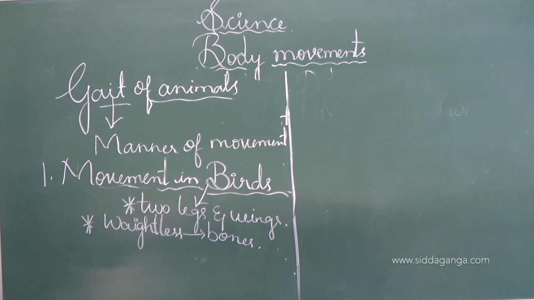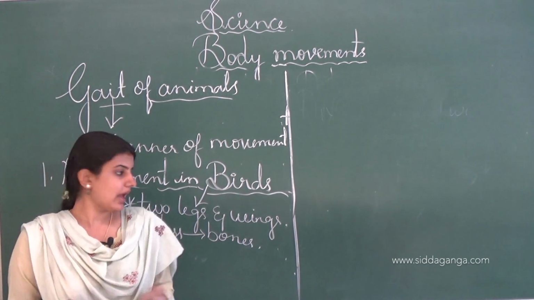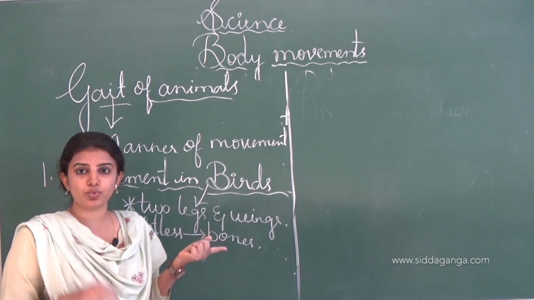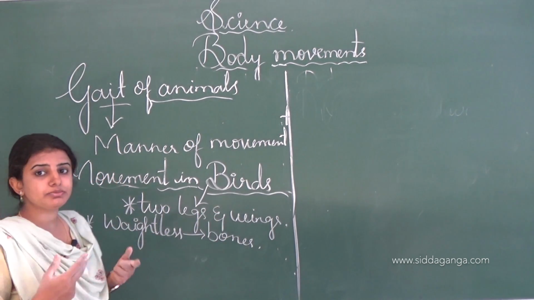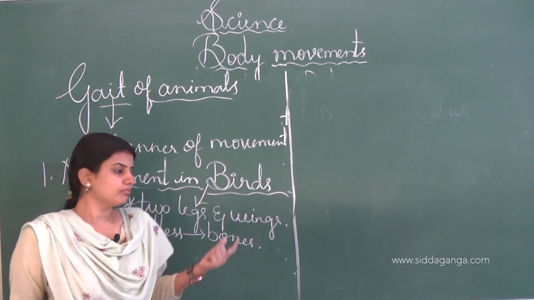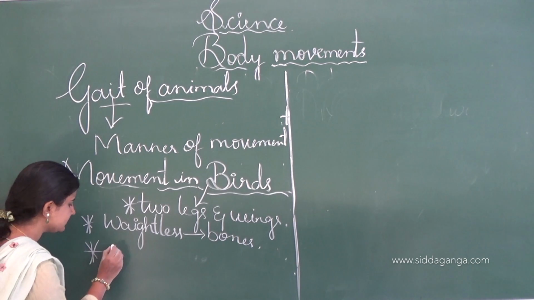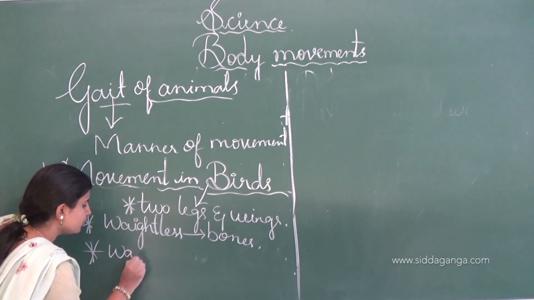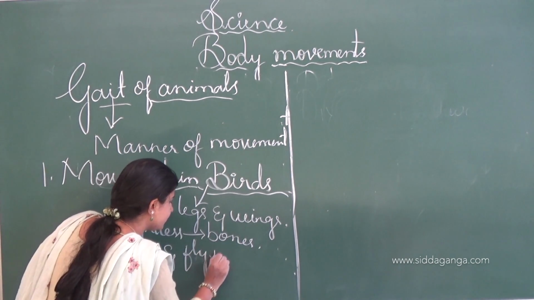And here, the bones of the hind limbs help to walk. As I told you, birds have legs which help in walking, and 2 wings are present, which help to fly in the air. Here both walking as well as flying take place. Walk and fly in the air.